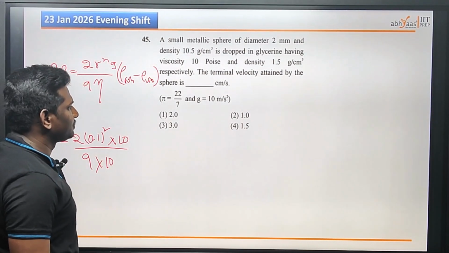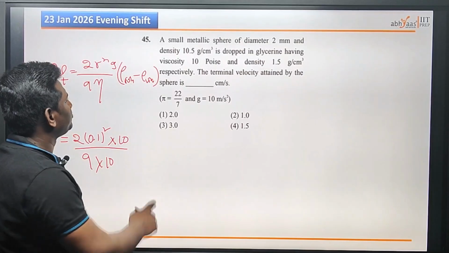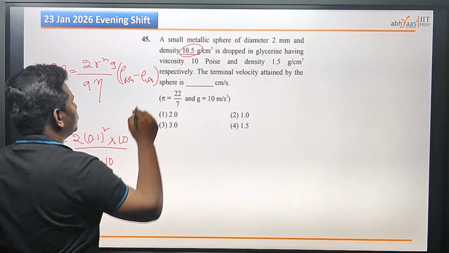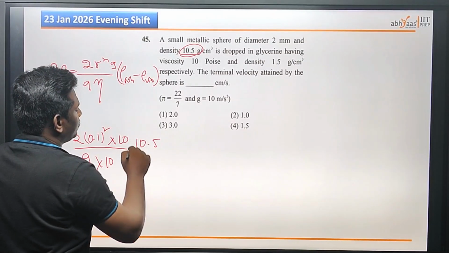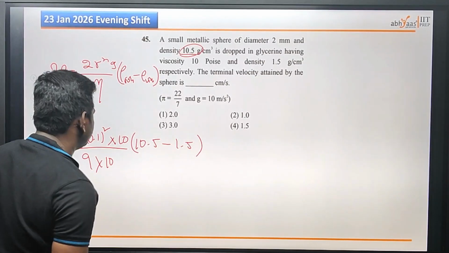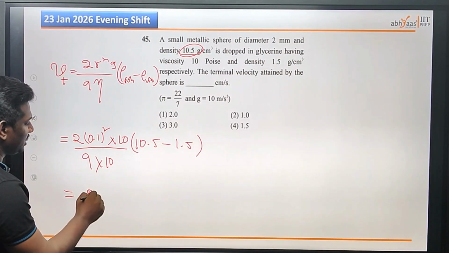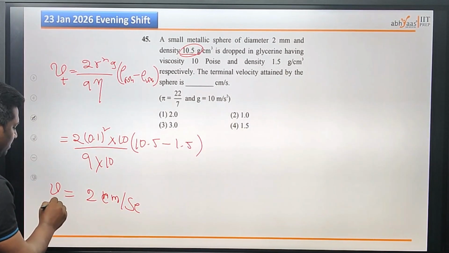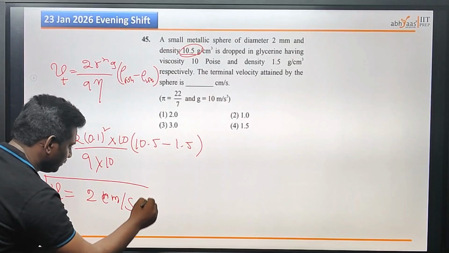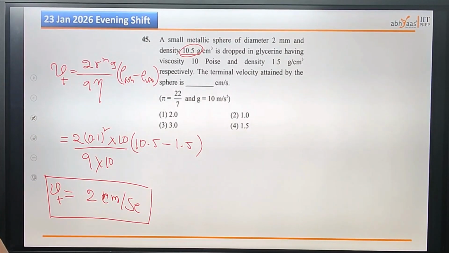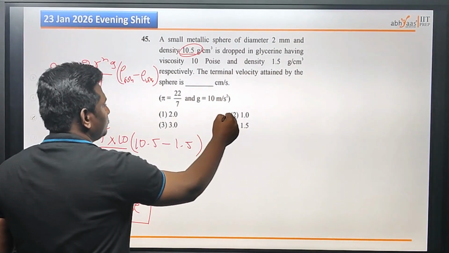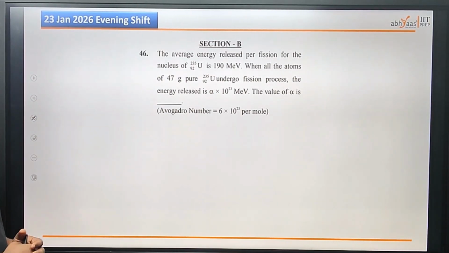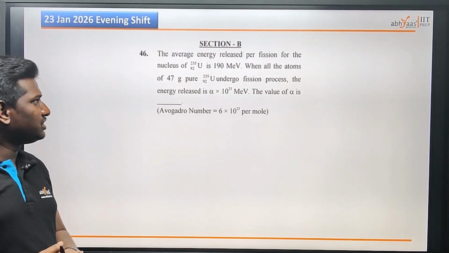Rho solid, that is a density 10.5, minus 1.5. If you solve this one, you will get 2 centimeter per second. The terminal velocity of the ball can be written as 2 centimeter per second. Option 1 is your answer. Next question, see here, section B. This is a numerical section.